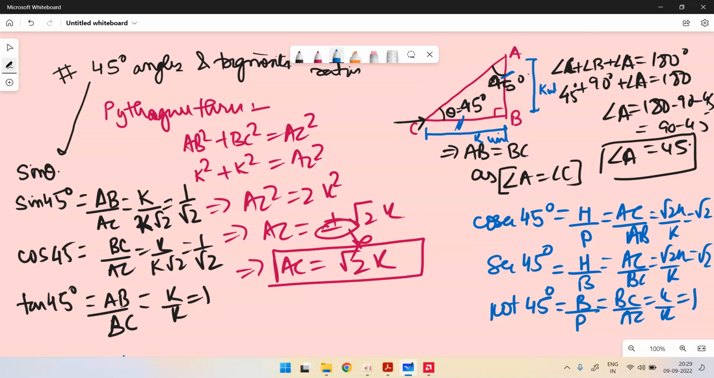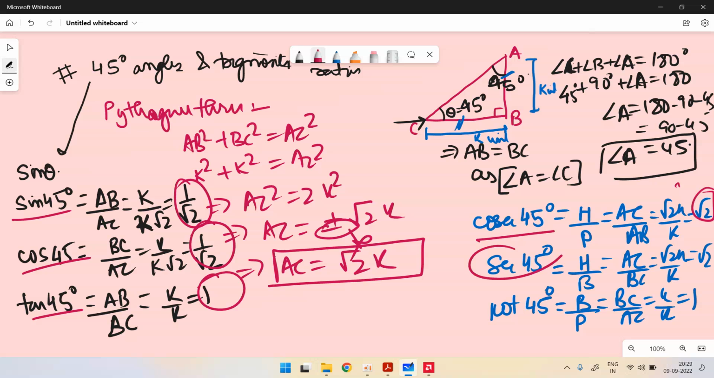In the last-to-last lecture I told you that I had made a table and written that sine 45 degrees is 1 by root 2, cos 45 degrees is also 1 by root 2, tan 45 degrees is 1, cosecant 45 is root 2, that is the inverse of sine, and secant 45 degrees is also root 2, and cot 45 degrees is 1.